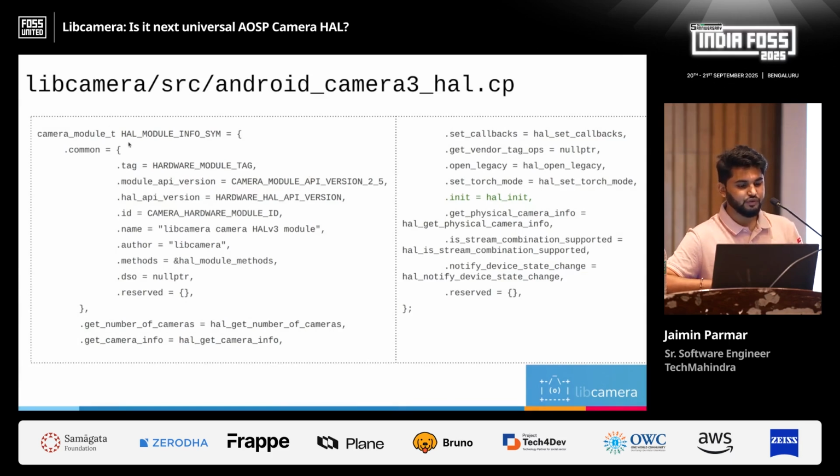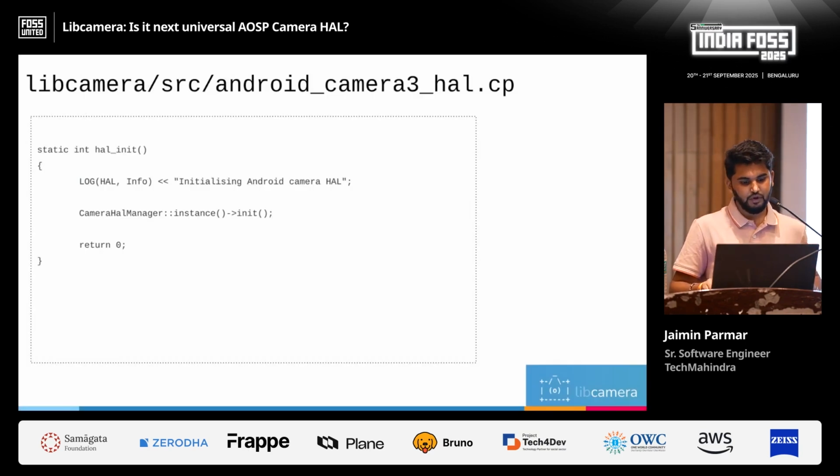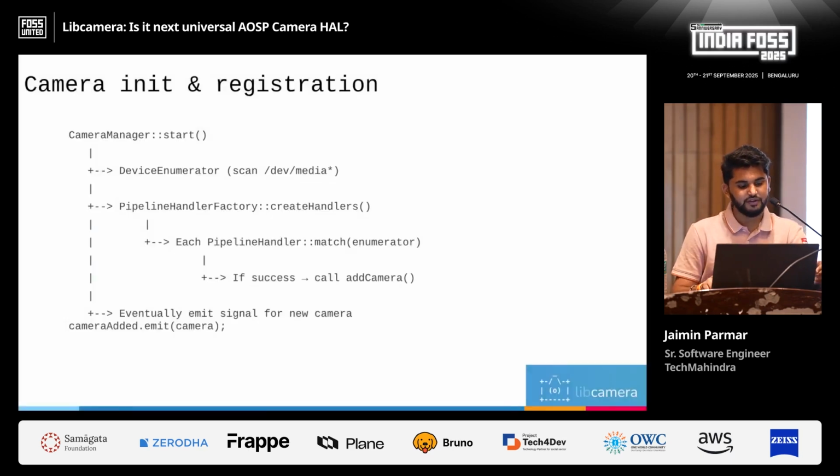Okay, so this is the HAL module InfoSys. You can see the camera module APIs, hardware, and if you come here, you can see the HAL init. Basically, this is the init function. This init function is called by your camera provider HAL only, and initialization will take place. This is the HAL init process, and it eventually initializes the camera HAL manager, and it will call the HAL instance init.